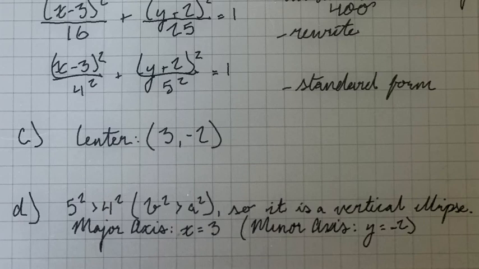So the next step in finishing solving this ellipse is figuring out what type of ellipse we actually have, whether that's a vertical or horizontal ellipse. And we determine this by looking at the denominators of the two fractions in standard form.